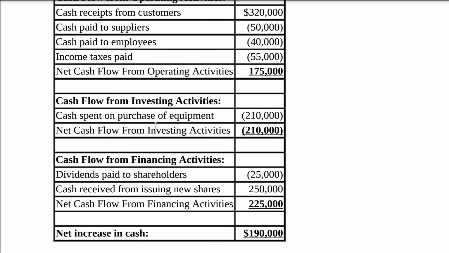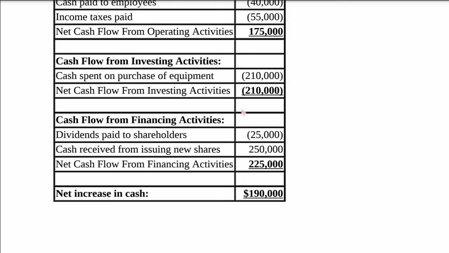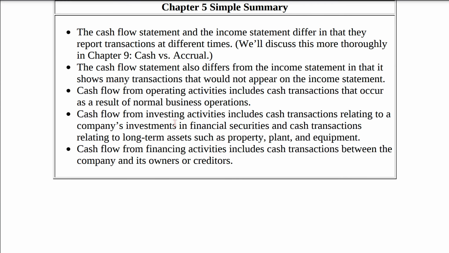And same with the case of investing activities, cash spent on purchase of equipment, and net cash flow from investing activities. And same with the financing activities, dividend paid, cash received from issuing new shares, and net cash flow from financing activities. Total will be this. Net increase in cash will be 1,90,000. Okay, so total will be the total of operating activities, investing activities, and financing activities. That is net increase in cash.